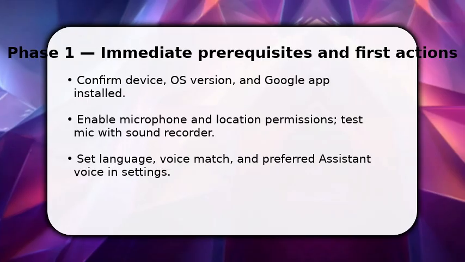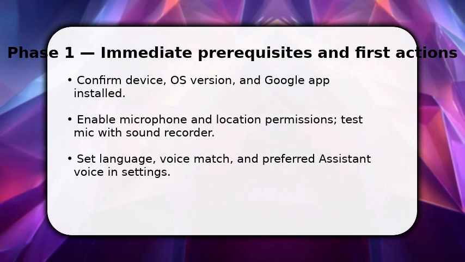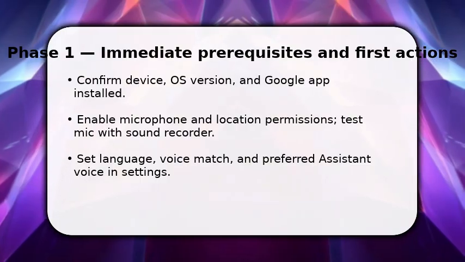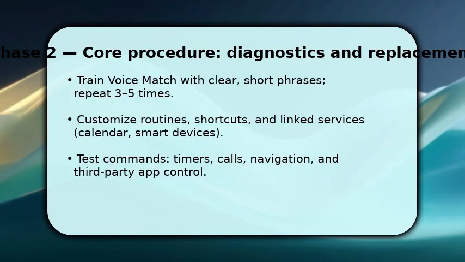Doing these steps now prevents repeated errors later and lets you move straight into real commands, rather than troubleshooting basic permissions. Once Voice Match is set, teach the assistant by speaking short phrases clearly. Repeat 3 to 5 times for consistency.